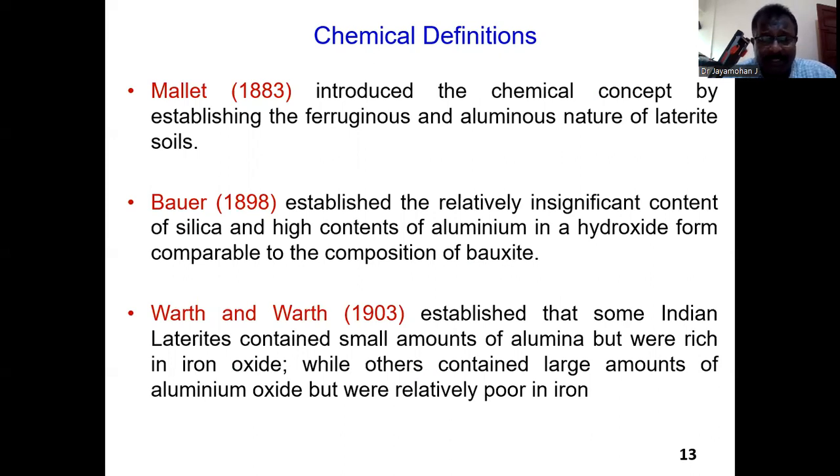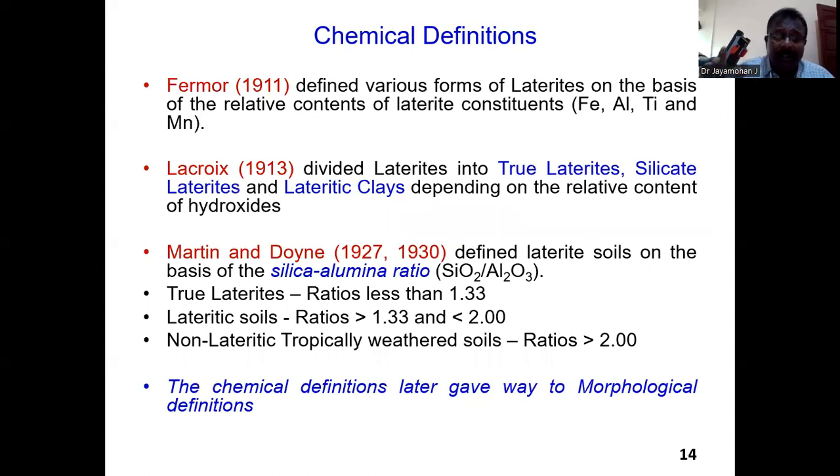Then in the 20th century, Warth and Warth reported that some Indian laterites have only small amounts of alumina and are rich in iron oxide, whereas in some other places the composition of laterite was vice versa, that is, large amounts of aluminum oxide and relatively poor quantities of iron. So these were the definitions based on hardening. Now we continue with the chemical definitions.